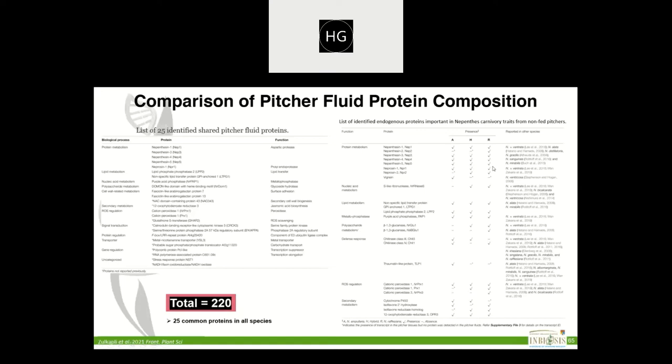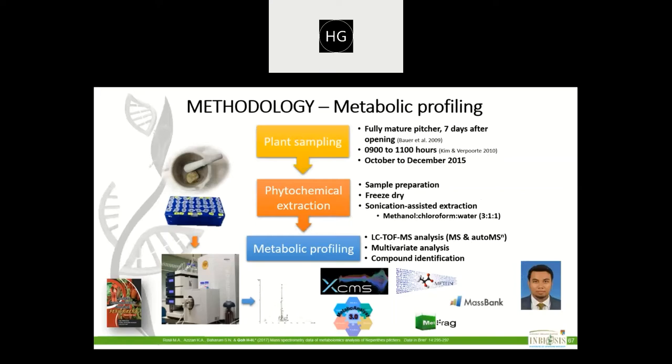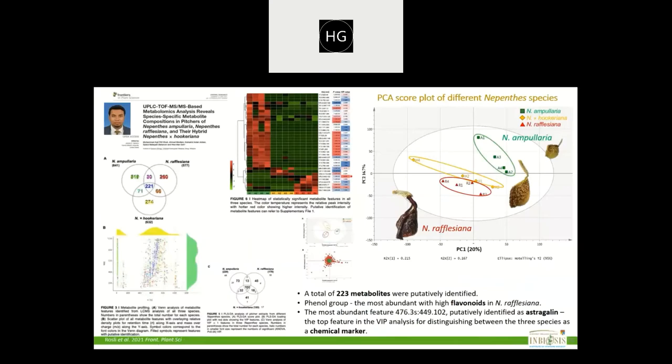Okay, apart from the proteomic and transcriptomic study, we also performed metabolomics profiling of the pitchers from the different stages. We tried to compare the metabolite composition, and the result is similar in the sense that the hybrid is more similar to Rafflesiana, just like the morphology. You can see this in the PCA plot: the hybrid is closer to Rafflesiana than to Ampullaria.